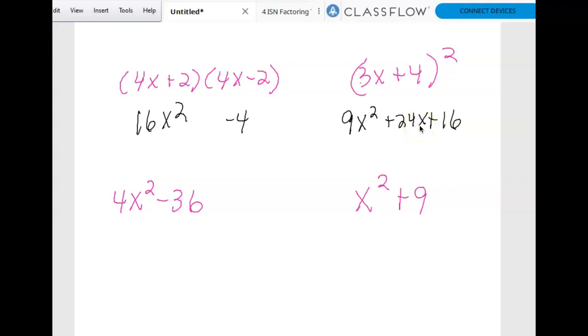4x squared minus 36. Is there a greatest common factor? 4. So if you take out the 4, you get x squared minus 9. And then x squared minus 9 is a perfect square.